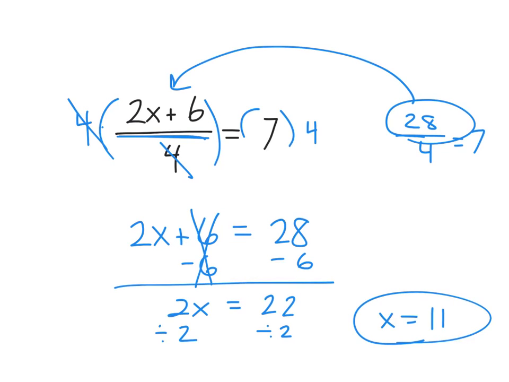And we can always check it. 2 times 11 is 22, plus 6 is 28, and 28 divided by 4 makes 7.